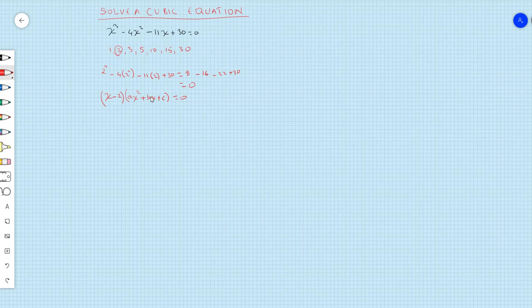So to find that quadratic equation, you divide the first equation, the mother equation, x cubed minus 4x squared minus 11x plus 30, by x minus the root you already found by plugging in that number. So let's solve for this.